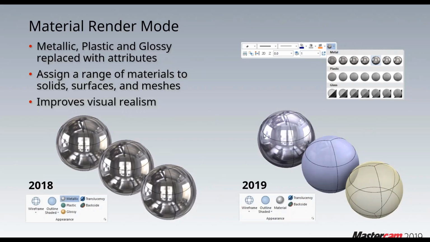Material rendering. So you guys have probably seen this. I believe it came out in 17 or 18. Prior to that, if you said you wanted a metallic view, for instance, everything in your CAD window would be metallic. That looks cool, but it's not really that useful. So in 2019, you can do it basically by solid feature or by face or by separate solid bodies.